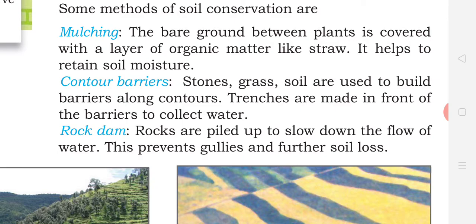By this method we can cover the open or bare ground. It helps to retain soil moisture. Retain means to keep. So it helps to keep soil moisture. Moisture means wetness. This is one of the important methods.